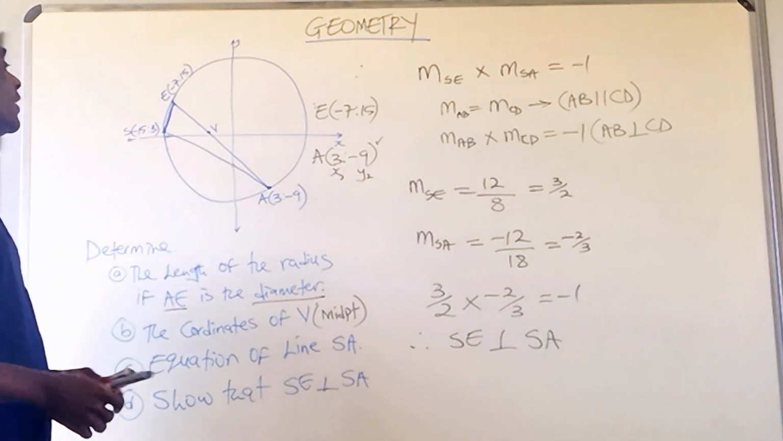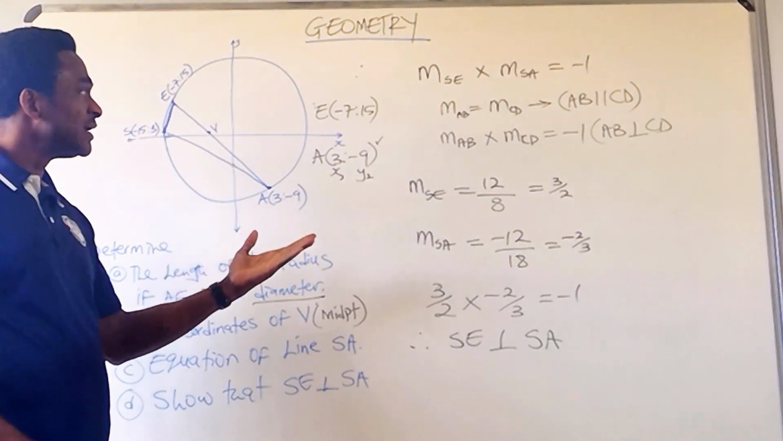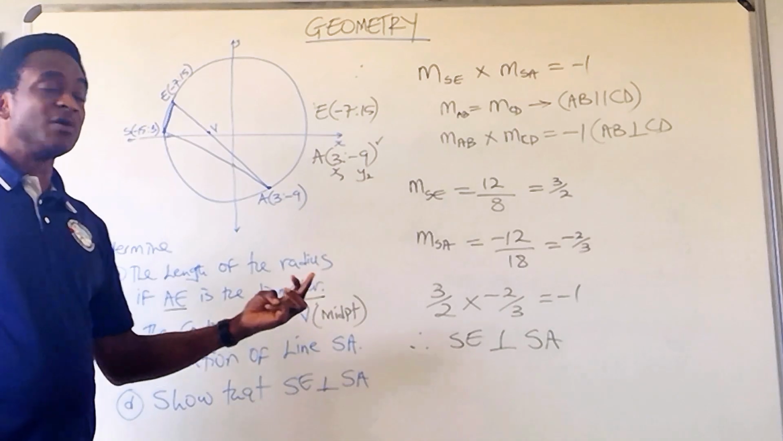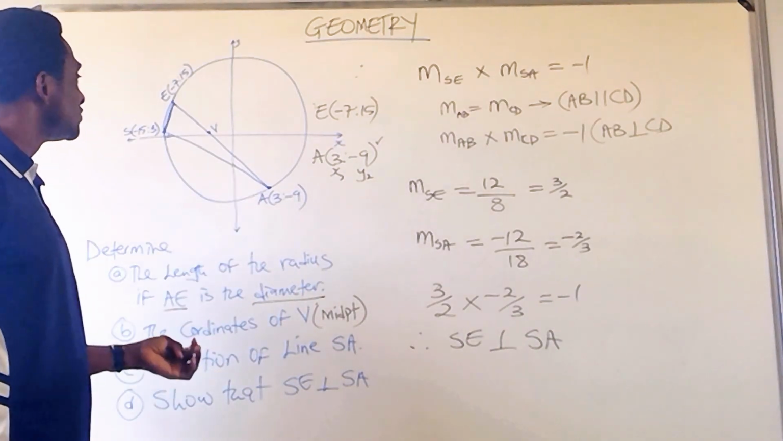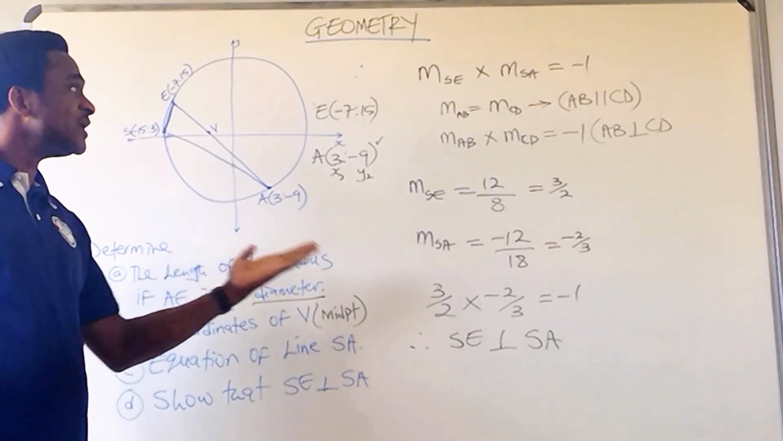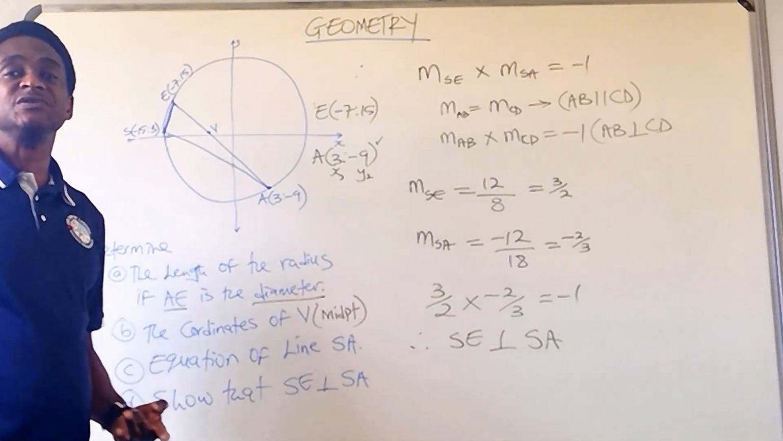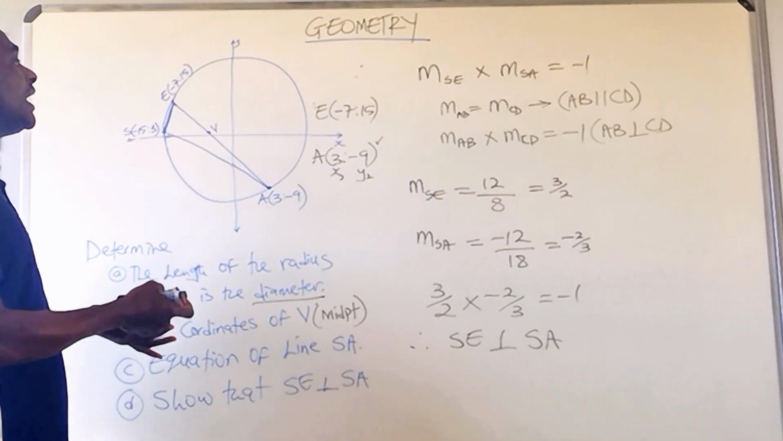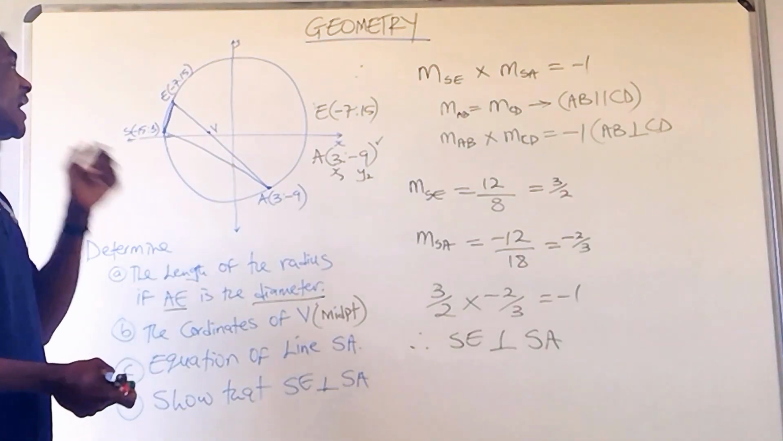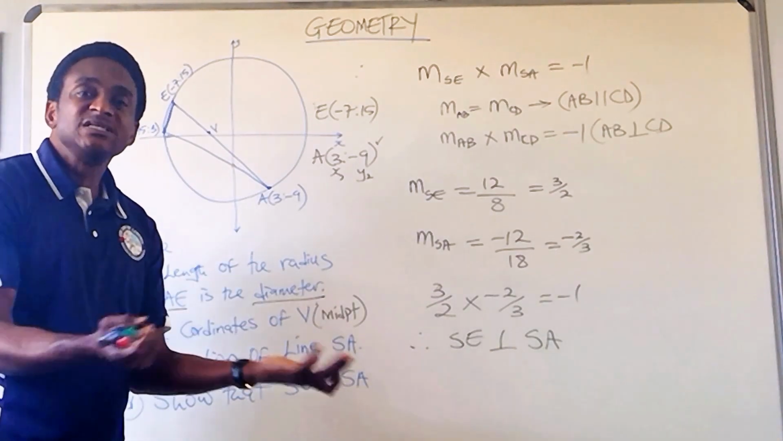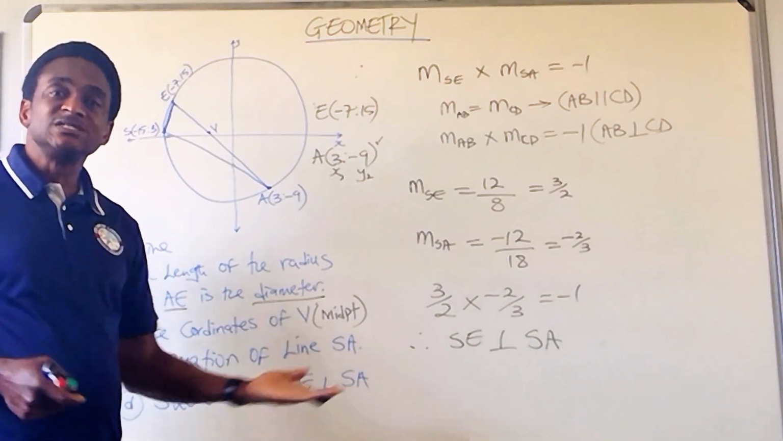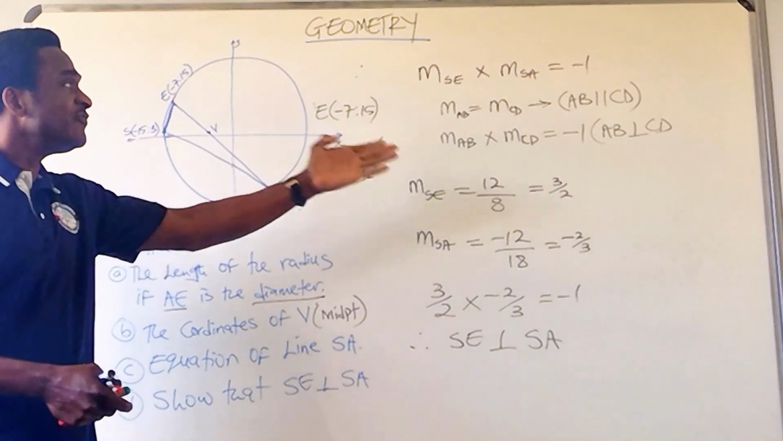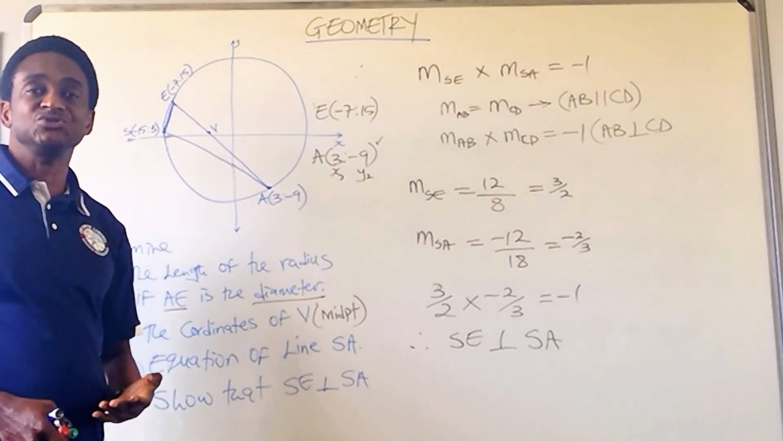So this is how we work around. Remember, we've done a lot here. We've used the gradient formula, we've used the midpoint formula, we've used also the distance formula, as well as establishing the equation of a straight line graph. So these are all we do. This is like one question that compresses everything. It compresses everything in one. So with this, we can touch every aspect of analytical geometry.